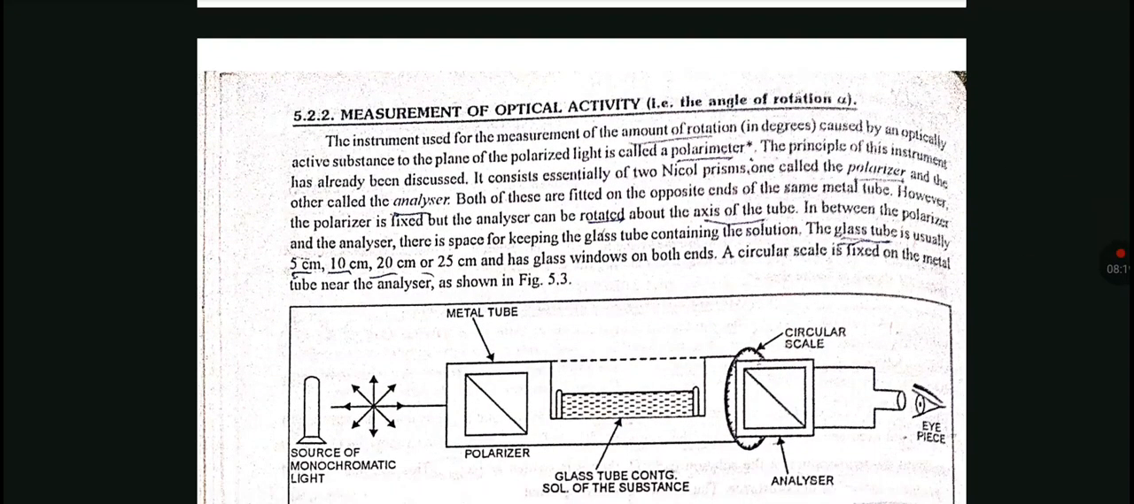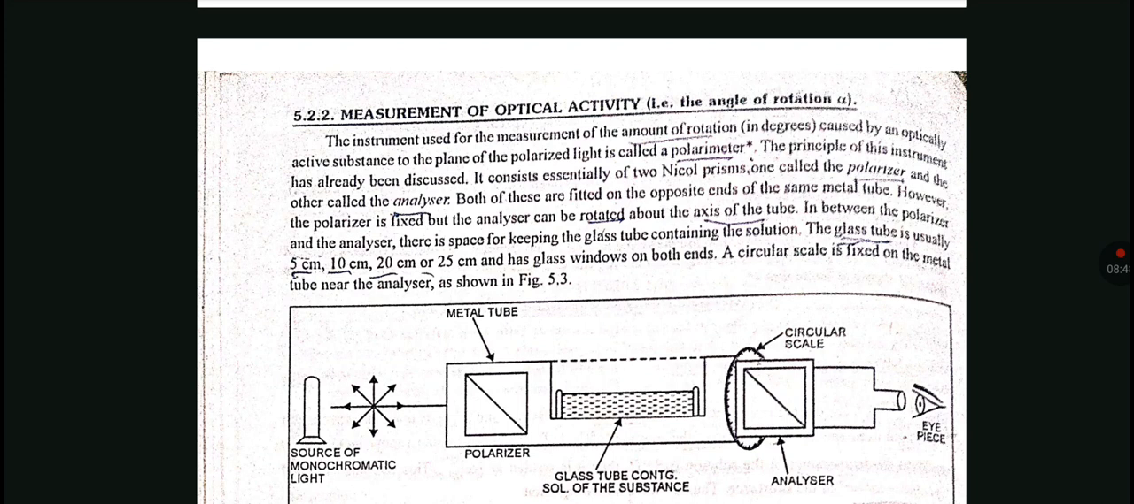The instrument used for the measurement of the amount of rotation in degrees caused by an optically active substance to the plane of polarized light is called polarimeter. The principle of this instrument has been already discussed. It consists essentially of two nicol prisms. One is called polarizer and the other is called analyzer. Both of these are fitted in the opposite ends of the same metal tube. However, the polarizer is fixed but the analyzer can be rotated about the axis of the tube.